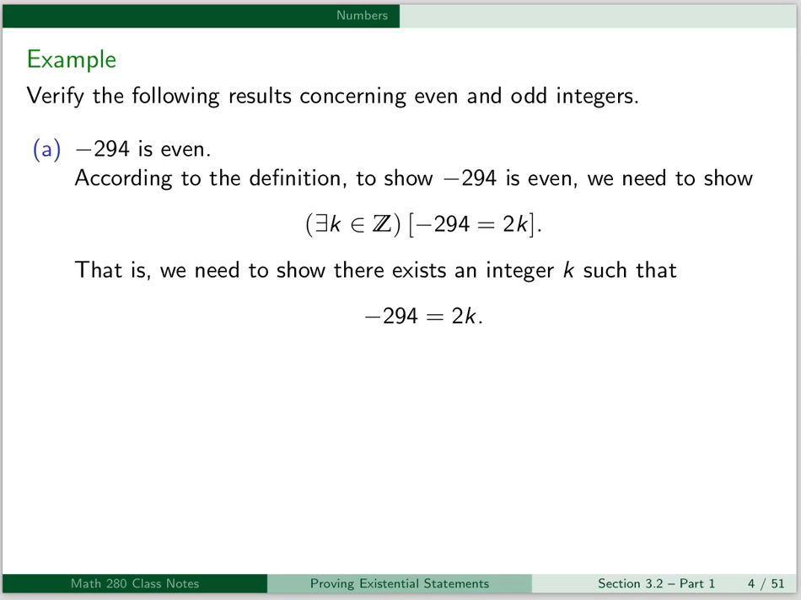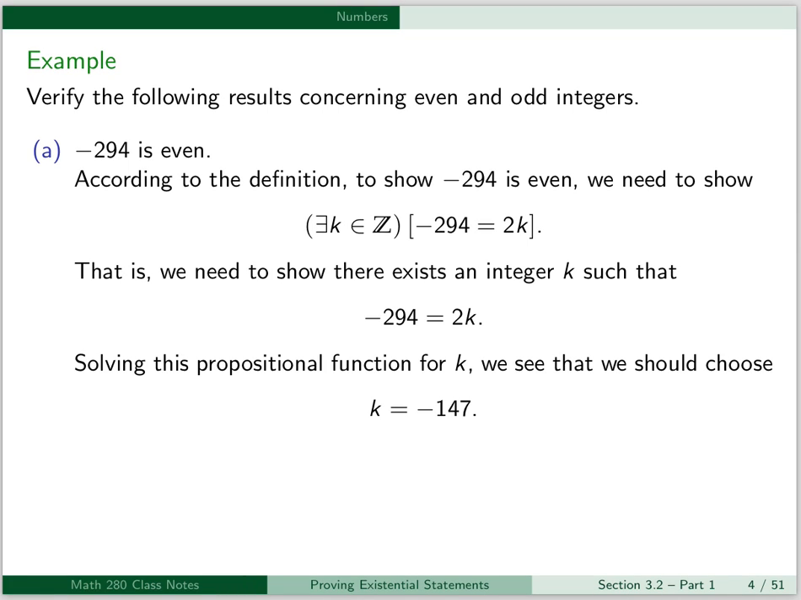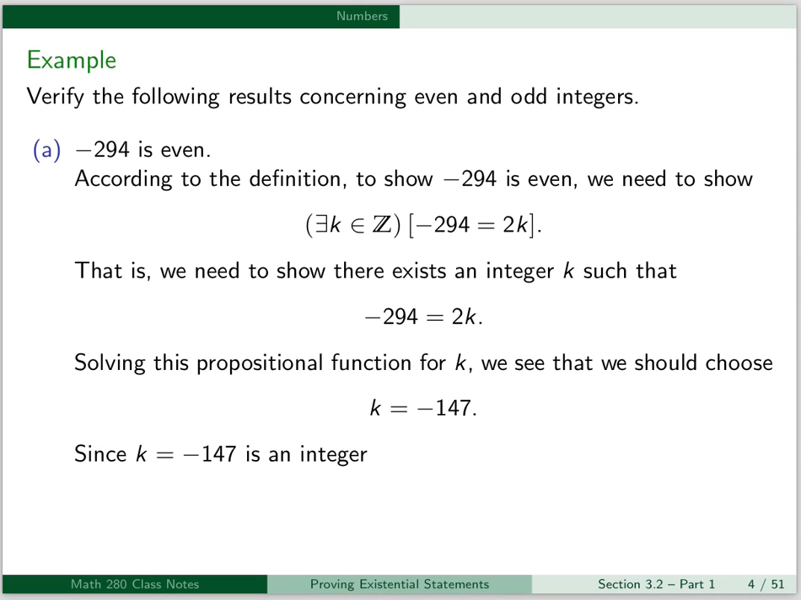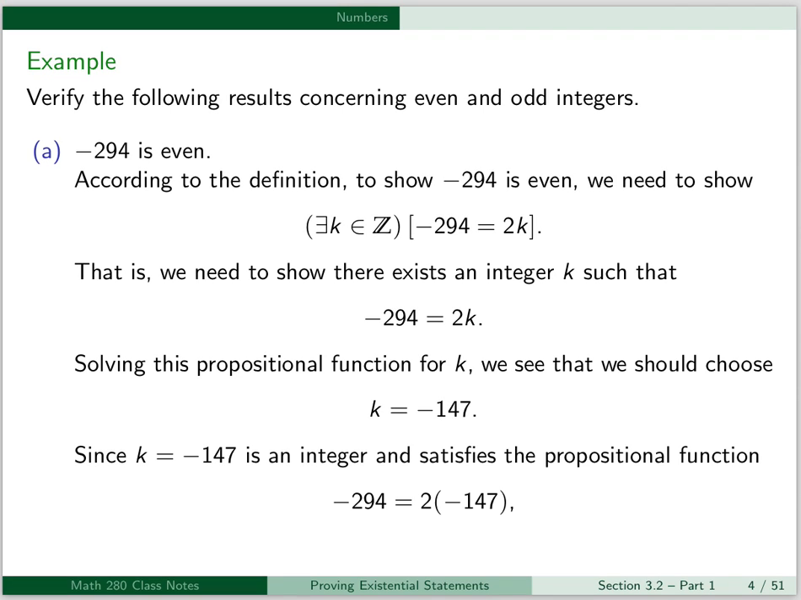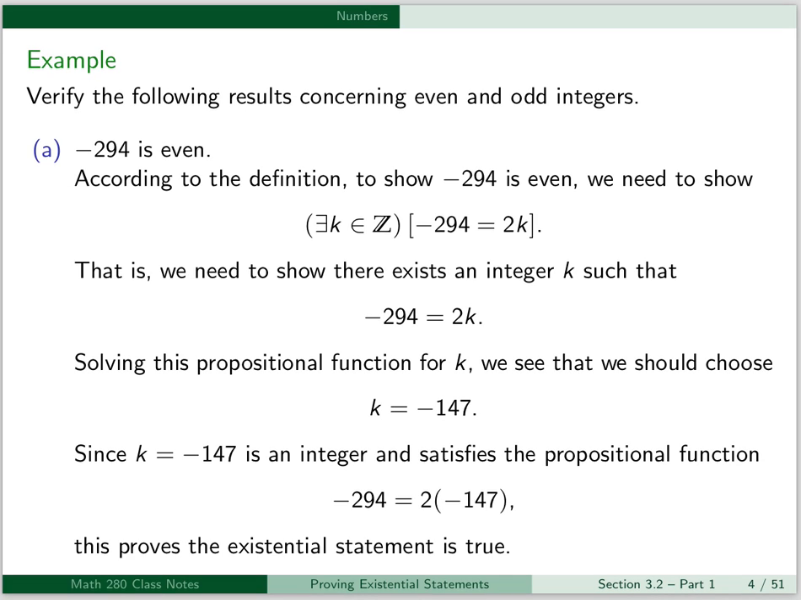Now, to prove this existential statement is true, we need to find an example. So solving this propositional function for k, we see that we should choose k equal to negative 147. And since k equals negative 147 is an integer and satisfies the propositional function, negative 294 equals 2 times negative 147, this proves the existential statement is true, and thus negative 294 is even.